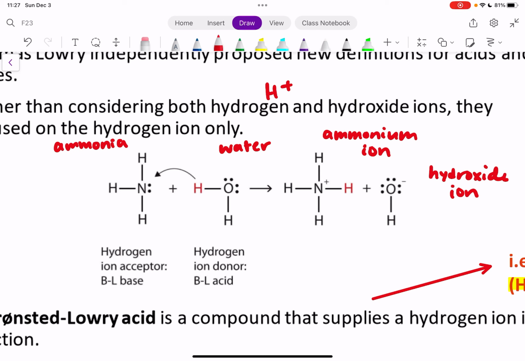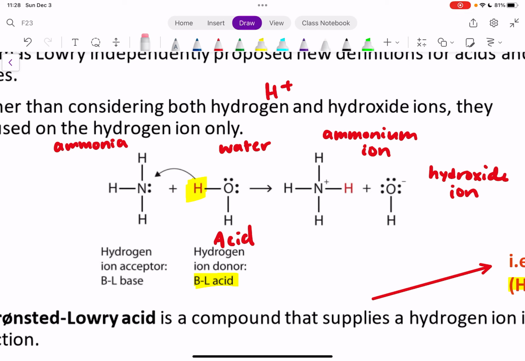So on the left, you can see that water is going to give its hydrogen to ammonia. And so if we think about what's happening with that hydrogen, we would call water here an H plus donor. It's giving its hydrogen away. It's donating that hydrogen. And anything that donates that H plus in solution is going to be called a Brønsted-Lowry acid. So water here is acting as our acid.